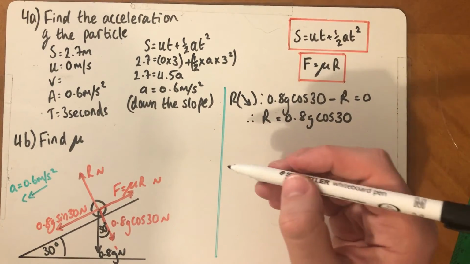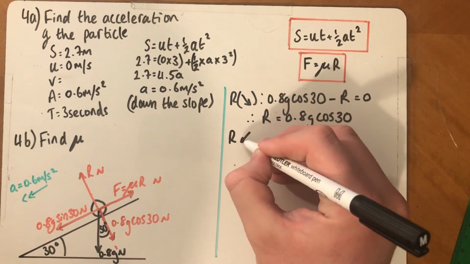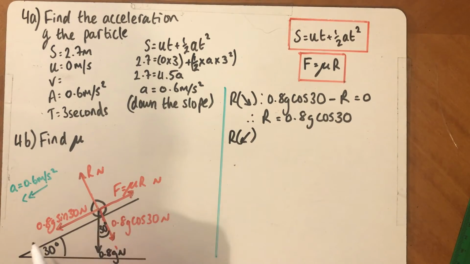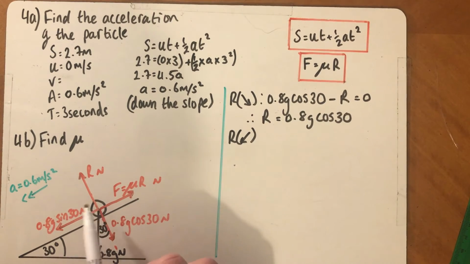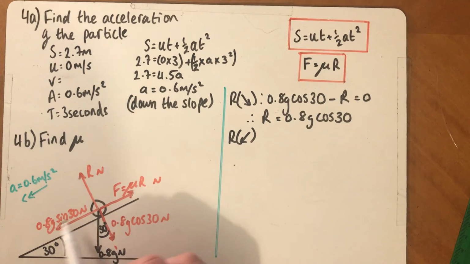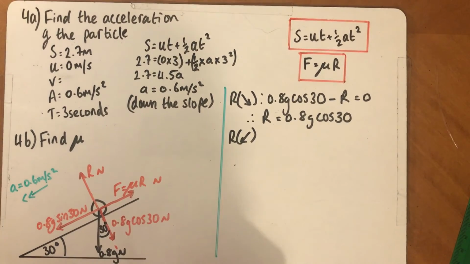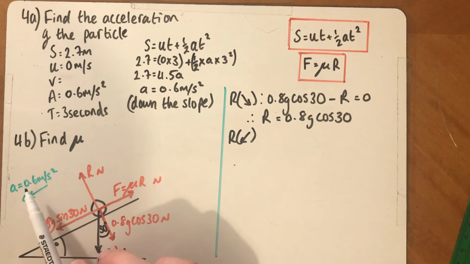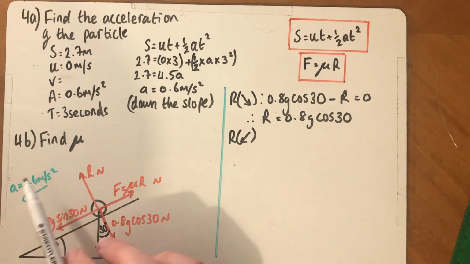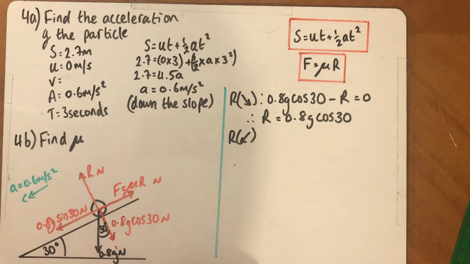Now what we can do is resolve down the slope. We can resolve parallel to the slope, taking this direction as positive. And I do get asked a lot by students, why are we resolving down the slope? Why are we not resolving up the slope? How do I know which direction to resolve? And it does not matter. The correct values will always come out in the wash. If you resolve up the slope, you just need to take into account the fact that the acceleration is acting downwards, so in that calculation, you have to make the acceleration negative, due to the fact that acceleration is a vector quantity and it has both magnitude and direction.